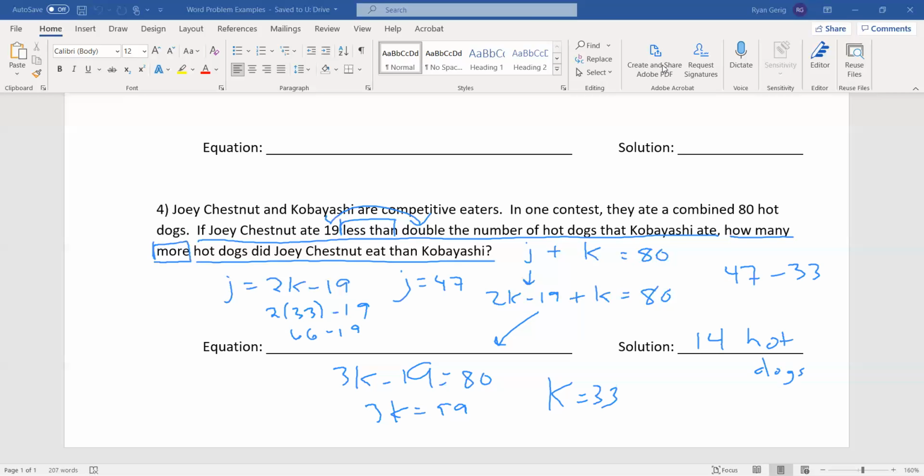Okay, so this last one was using the answers to answer another question. You will see that a few times. Just make sure you answer the question.